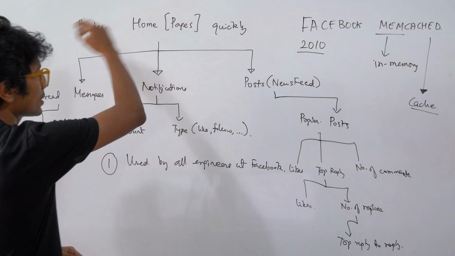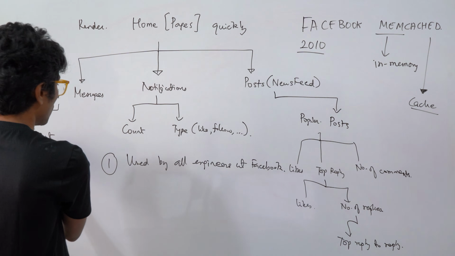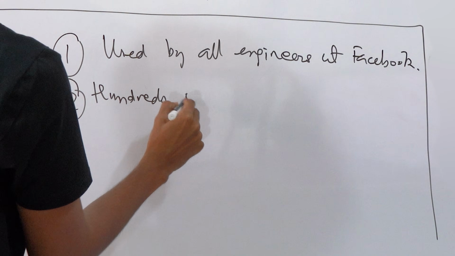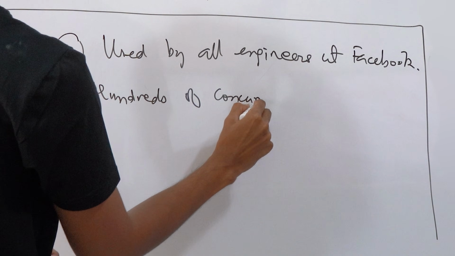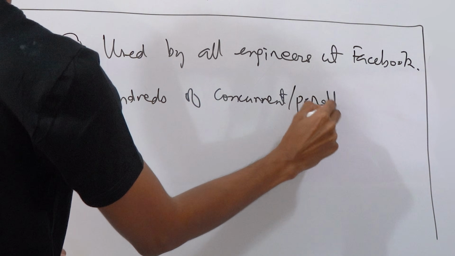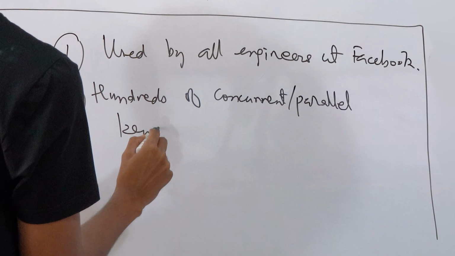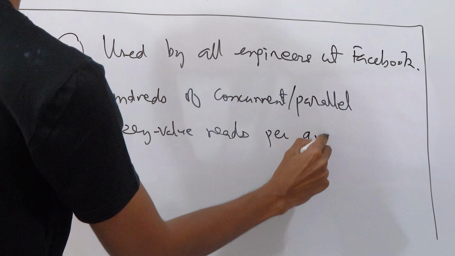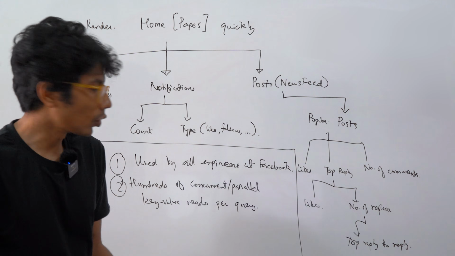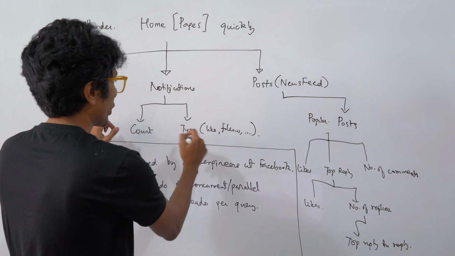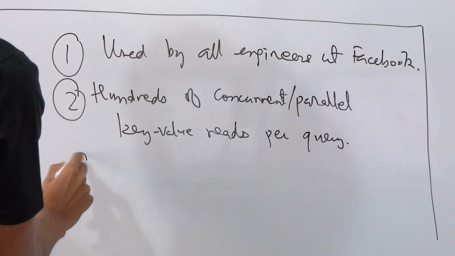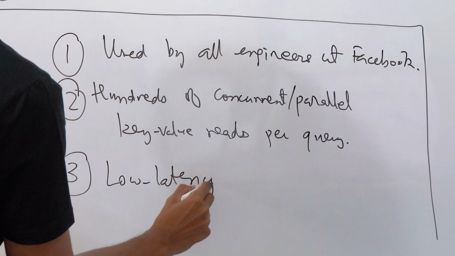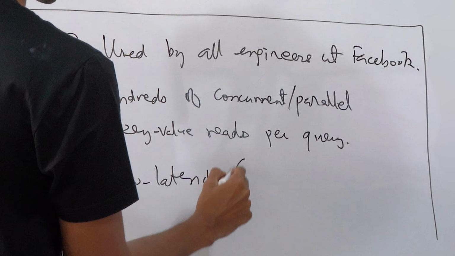The second thing you want to do is, of course, take care of this use case. This is the thing which is motivating you right now: making hundreds of concurrent, parallel key value reads per query. A single person asks for a home page, you get hundreds of data points. The third thing that you want to do is have low latency. There's really no point of having a cache with high latency. So within 10 milliseconds is ideal.